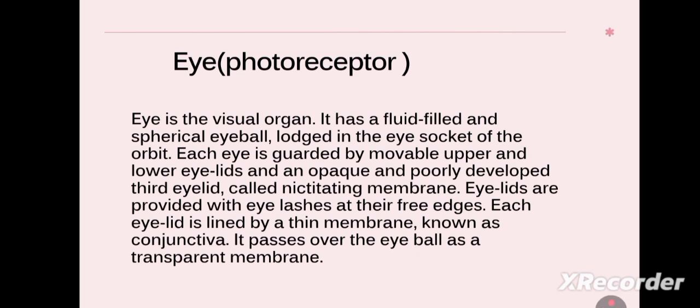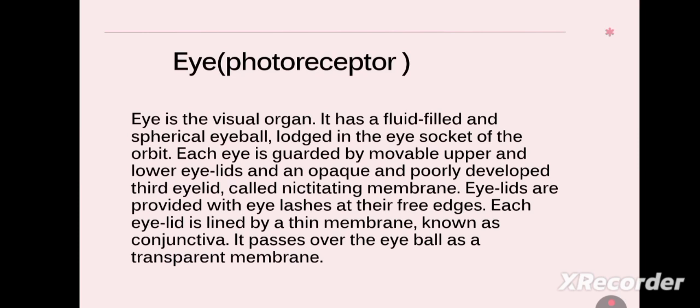Today I am talking about the rabbit organs of sight. First of all, the eye, photoreceptor. Eye is the visual organ. It has a fluid filled and spherical eyeball lodged in the eye socket of the orbit.